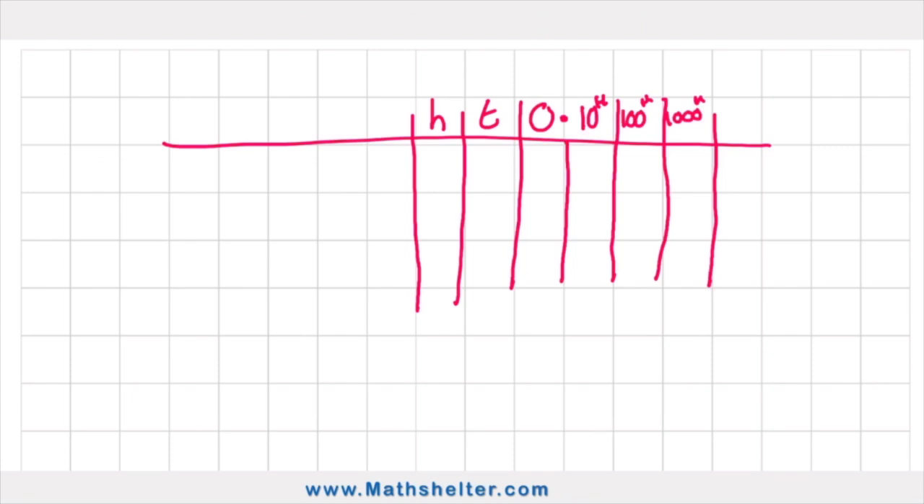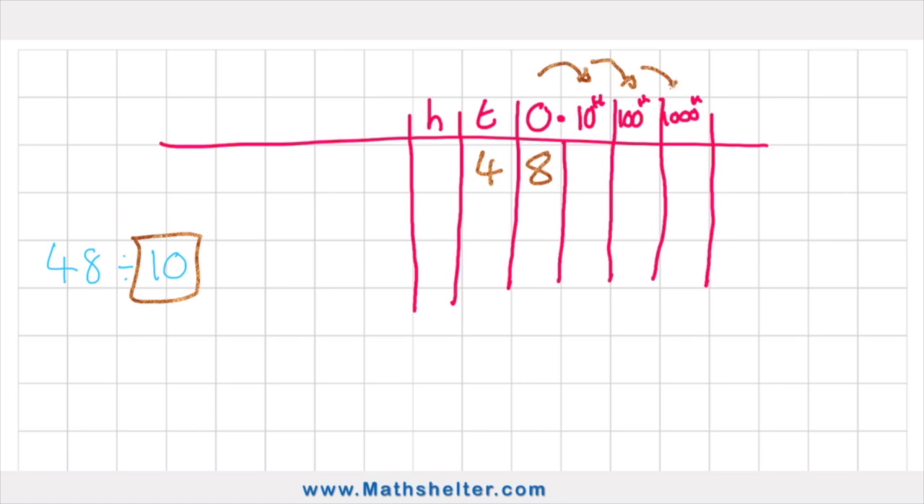So first let's build a place value chart, and I'm ready to begin. So my question was 48 divided by 10. So first let's put our numbers in place. 48 is 4 tens and 8 ones. And if I'm dividing by 10, what I have to realize is that every column on my place value chart is 10 times smaller than the column in front of it. So essentially we are dividing by 10 as we come down the place value chart.